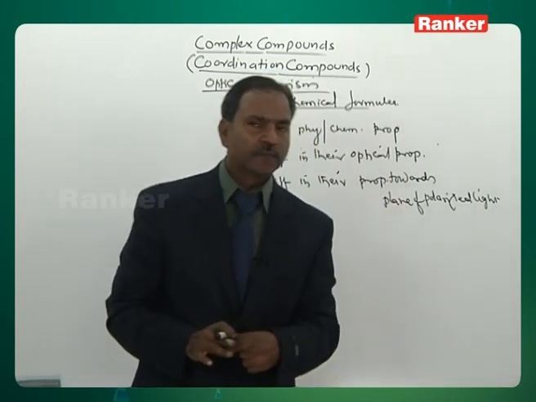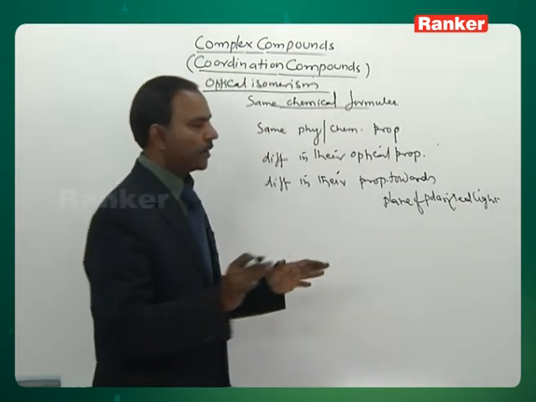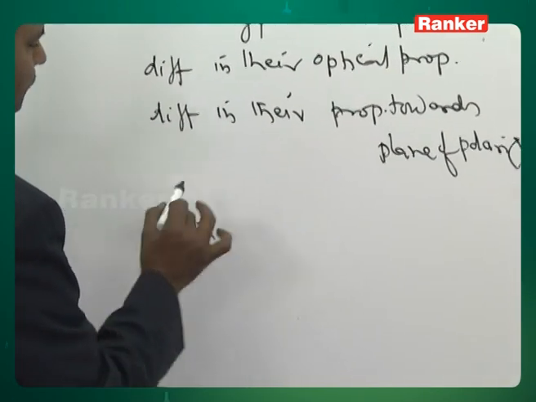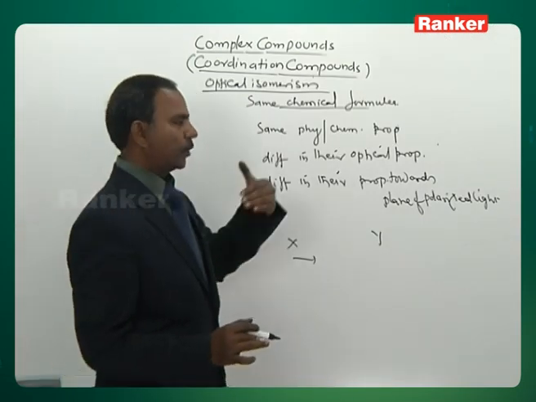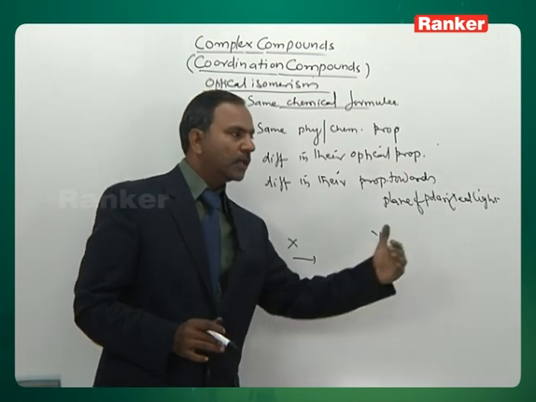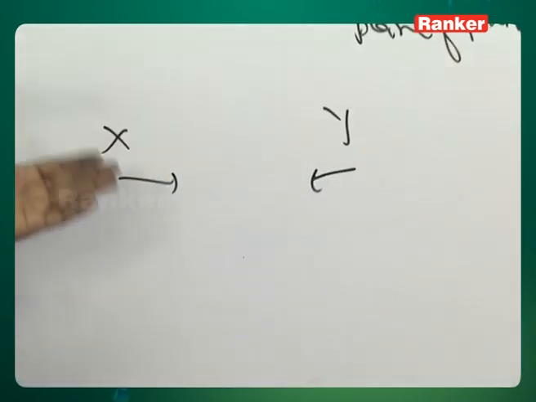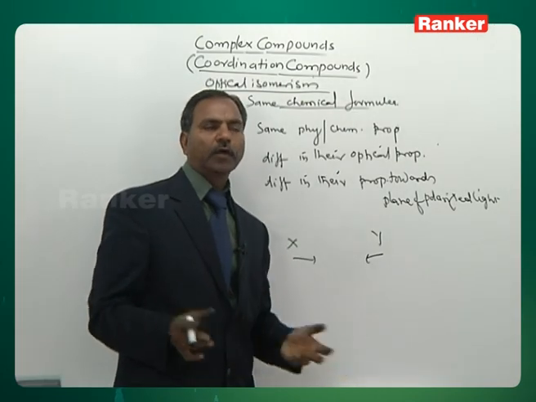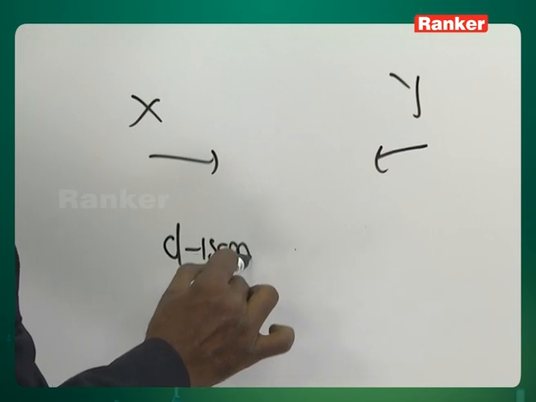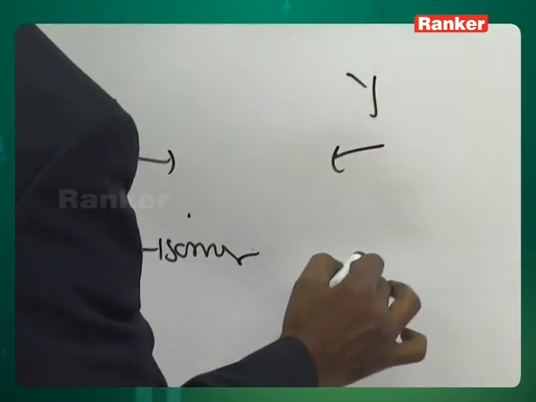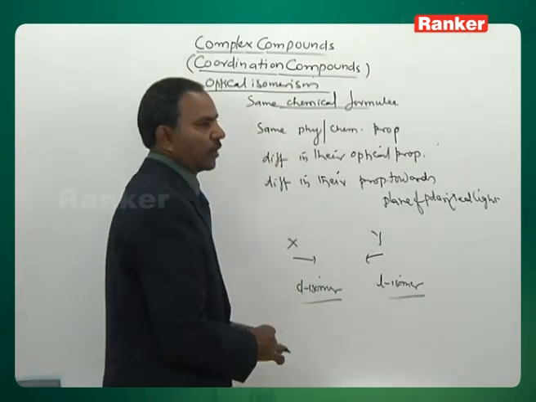What do you understand by this? Take an X complex and a Y complex, or X geometry and Y geometry. The X complex rotates the plane of polarized light to the right hand side. The Y complex rotates the plane of polarized light to the left hand side. The one which rotates toward the right hand side is well known to you, we call it dextrorotatory, the D-isomer. The one which rotates to the left, we call the L-isomer. One is the D-isomer, the other is the L-isomer.